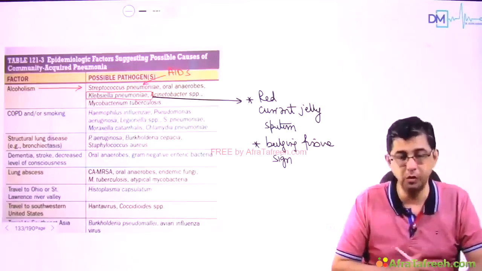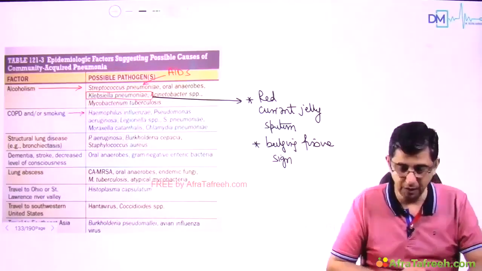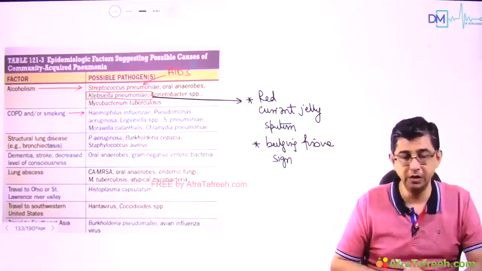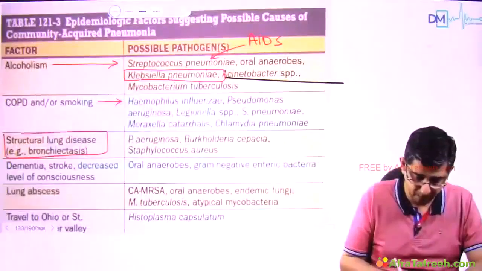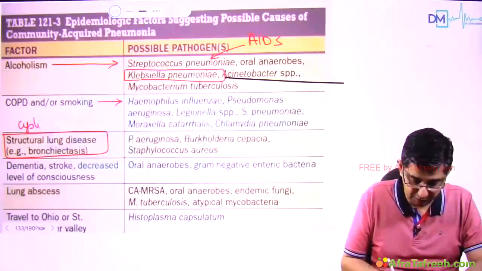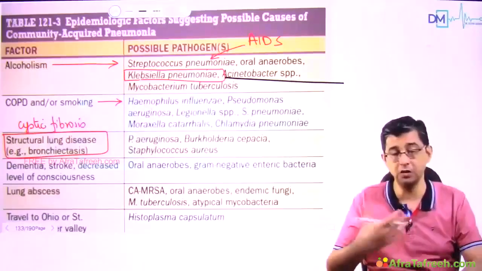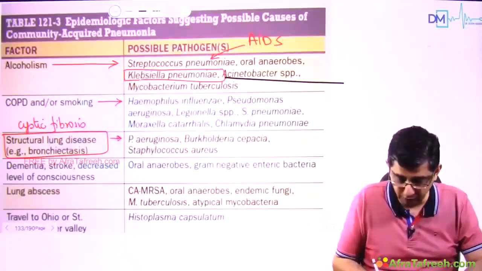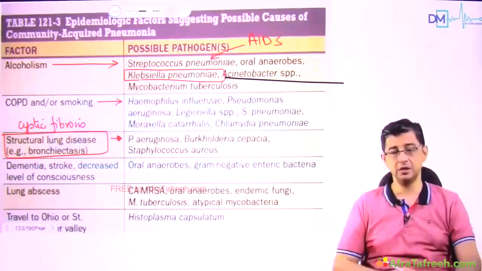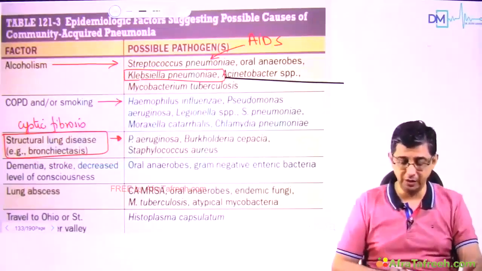When it comes to COPD in a patient, the organism is Haemophilus influenzae. Structural lung disease like cystic fibrosis or bronchiectasis: for MCQs of both cystic fibrosis and bronchiectasis, because cystic fibrosis is one of the causes for development of bronchiectasis, the organism would be Pseudomonas aeruginosa. The reason is recurrent hospitalization. Bronchiectasis patients are having repeated hospitalizations.